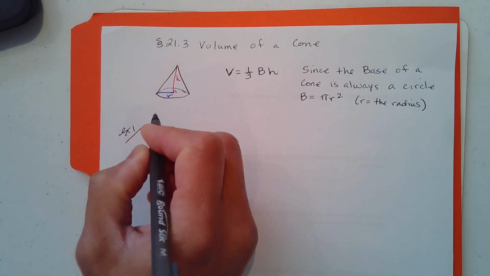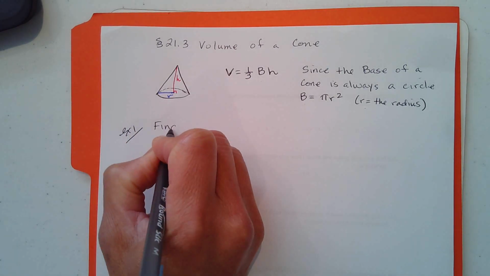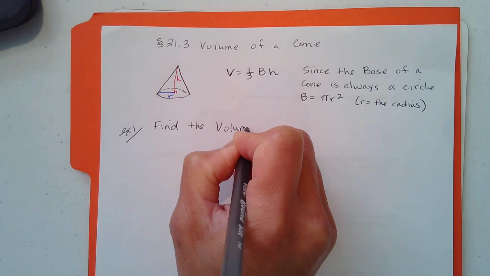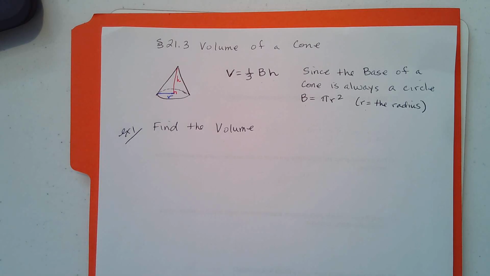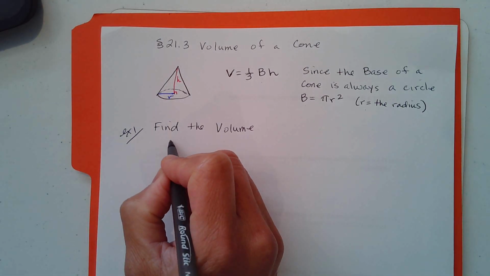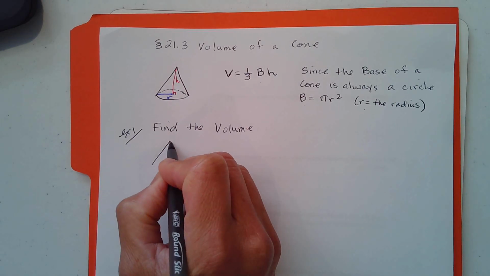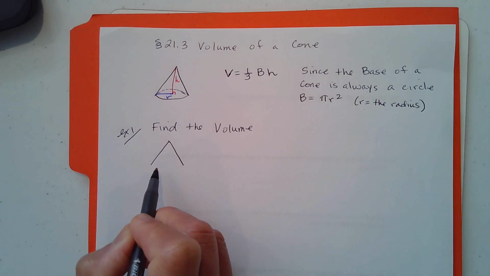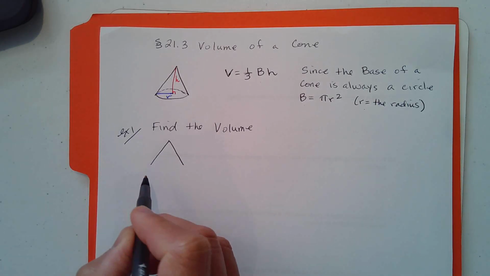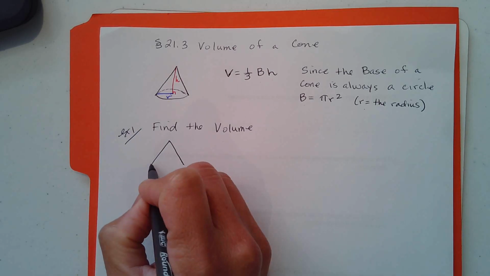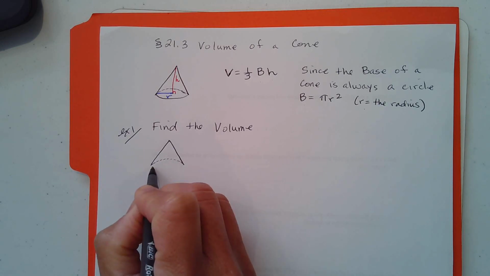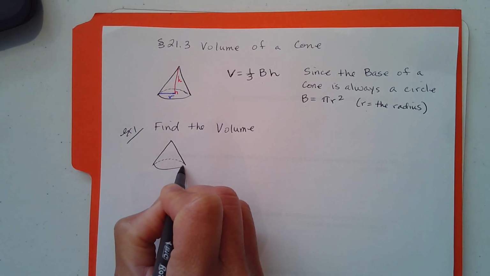Example 1. Find the volume. To draw a cone, it's very similar to a triangle. But instead of this last piece connecting as a side, we're going to make a circular base. So that's a broken half. Here's a solid half.